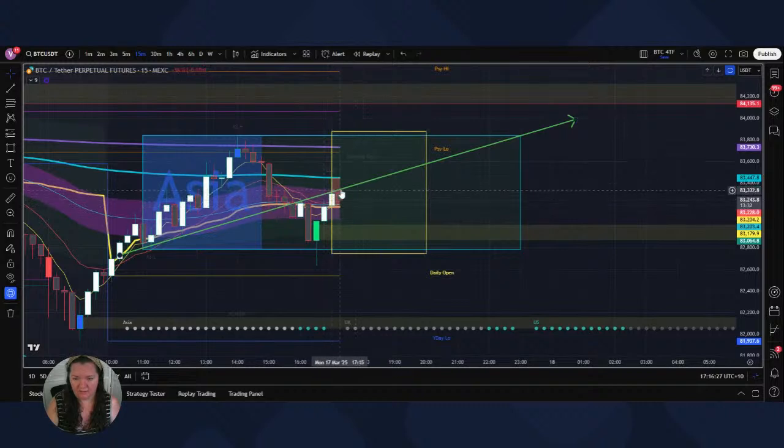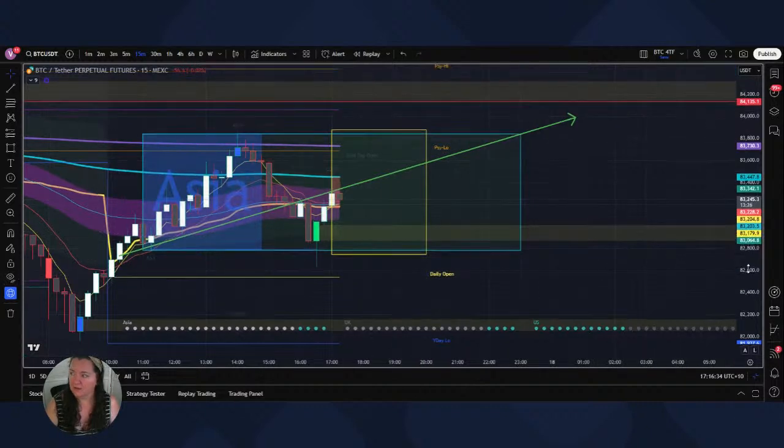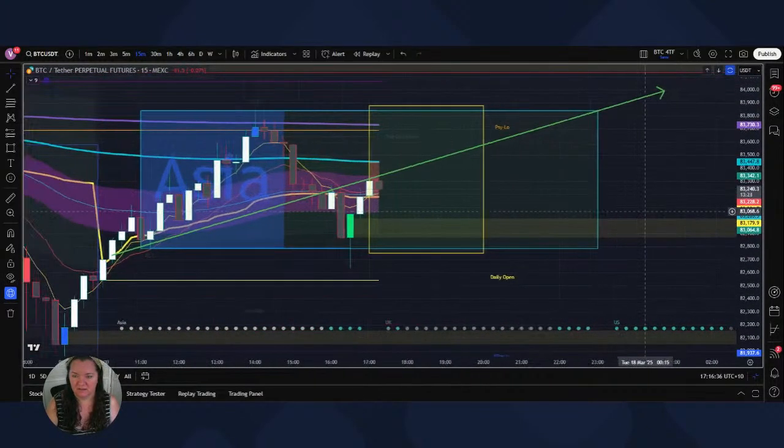But yeah, we're finding a lot of resistance at this trend line. So I'm going to continue to watch it. And I might have to take profits if we don't find the support at this level.